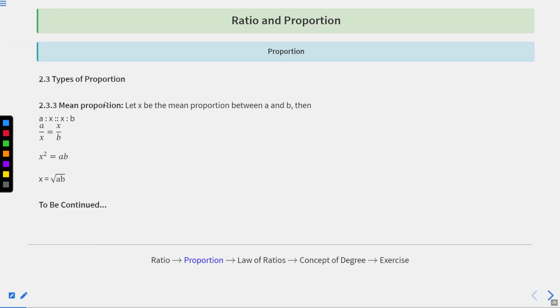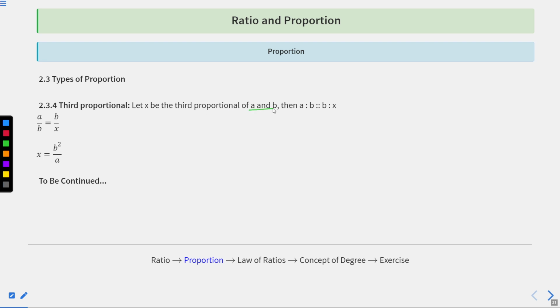Next is mean proportion. Let x be mean proportion between a and b. Then we write a upon x equal to x upon b. That means x is equal to under root ab. Fourth type is third proportional. Let x be third proportional of a and b. Then a upon b is equal to b upon x. That means x is equal to a square upon b.